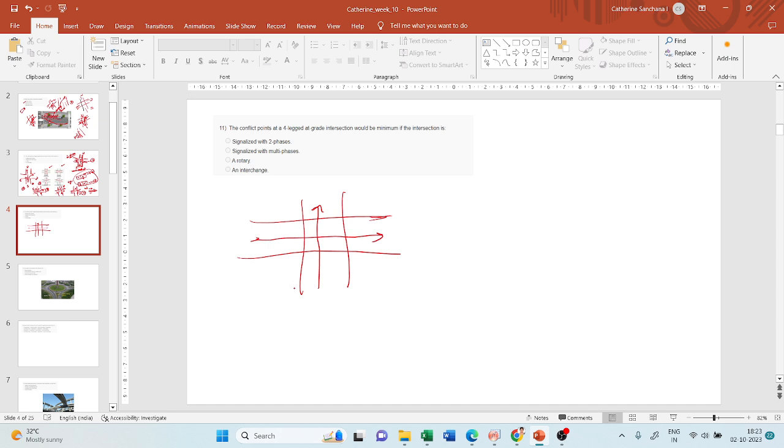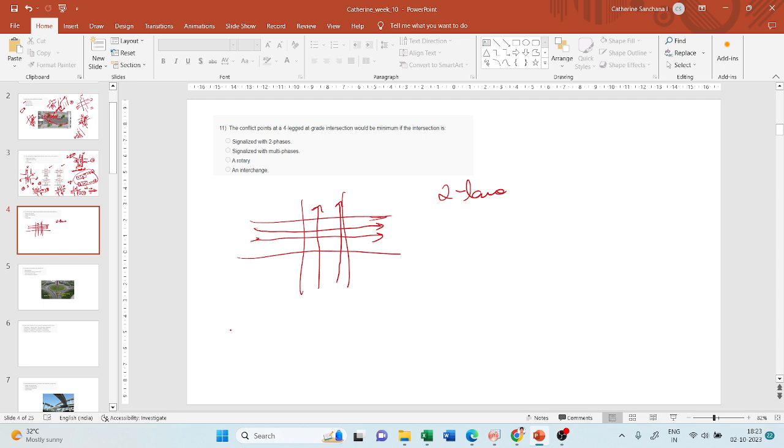Okay, so let us take a four-legged intersection with vehicles moving in only one direction in each of the legs, and let us take a two-lane four-legged intersection. So it has two lanes, so vehicles will be moving in this direction in both the lanes, and vehicles will be moving in this direction in both the lanes. Now they have only one-way traffic, right?